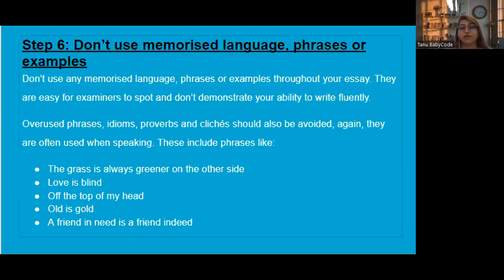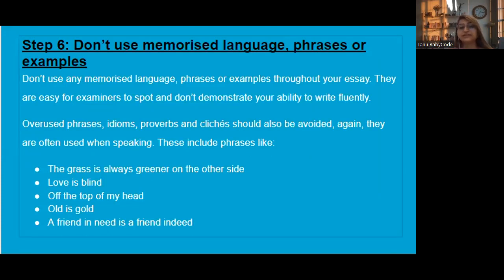Because writing is formal. Sixth, don't use memorized language, phrases, or examples. If you write any kind of memorized statement or phrase, the examiner will spot it very quickly. So don't use any memorized language or examples throughout your complete essay. They are easy for the examiner to spot, and they don't demonstrate your ability to write fluently, because it shows that you have learned something and then memorized and written it.